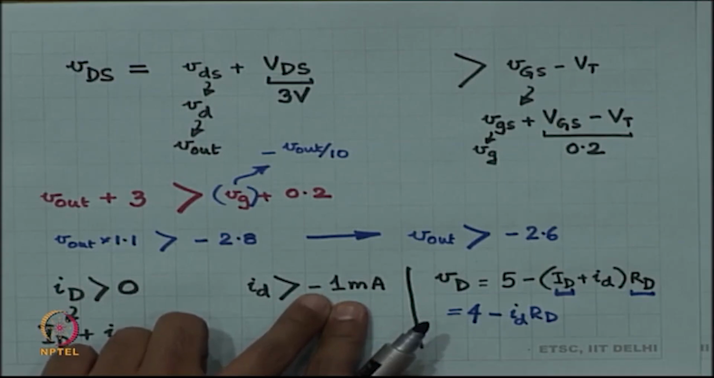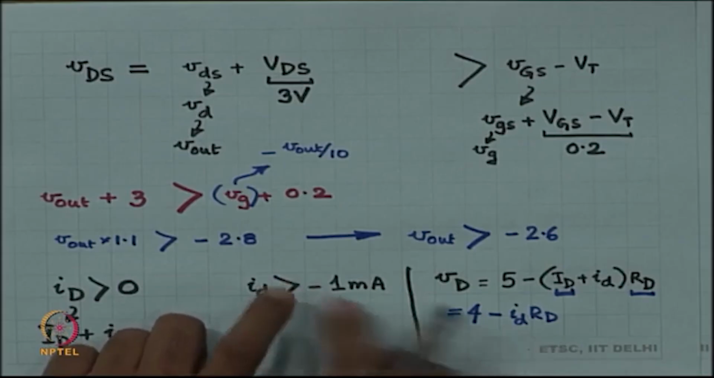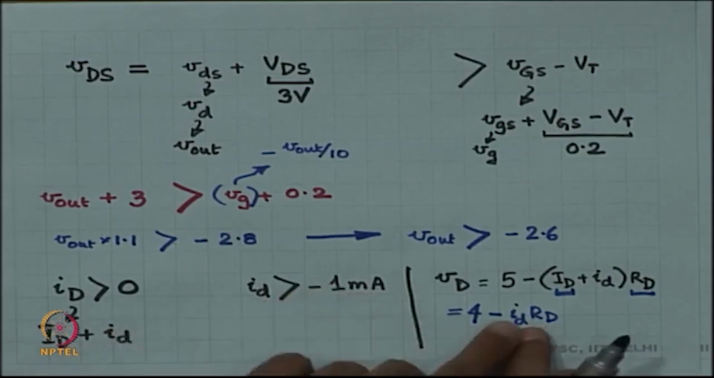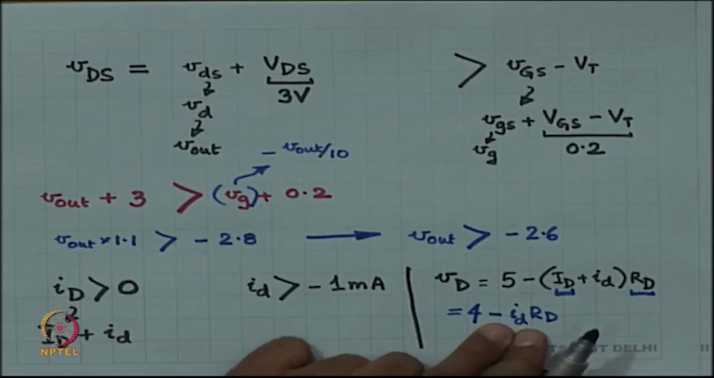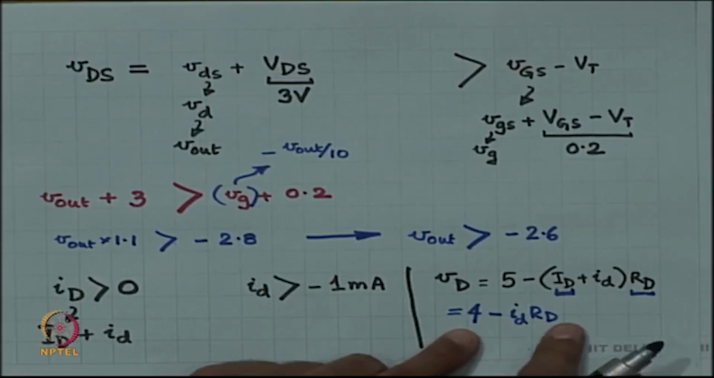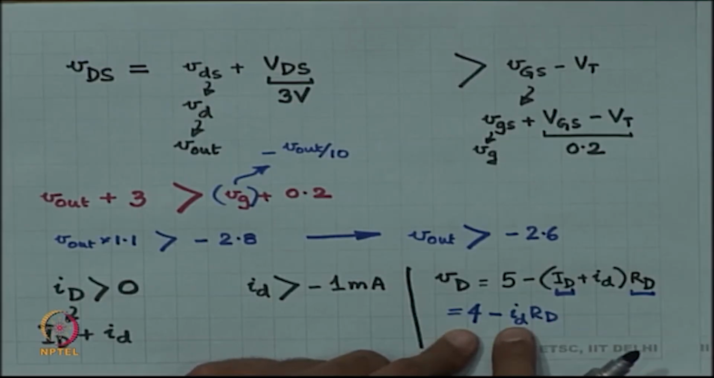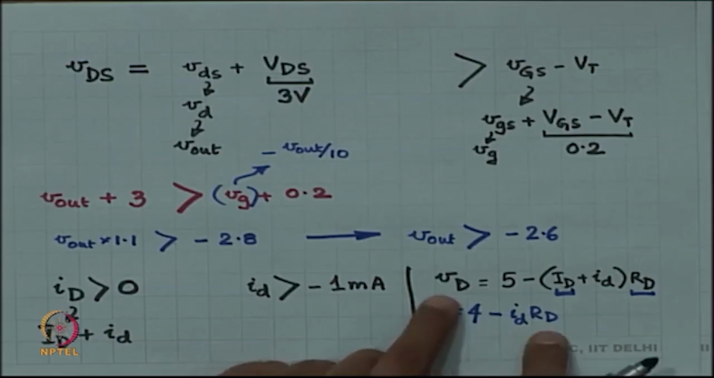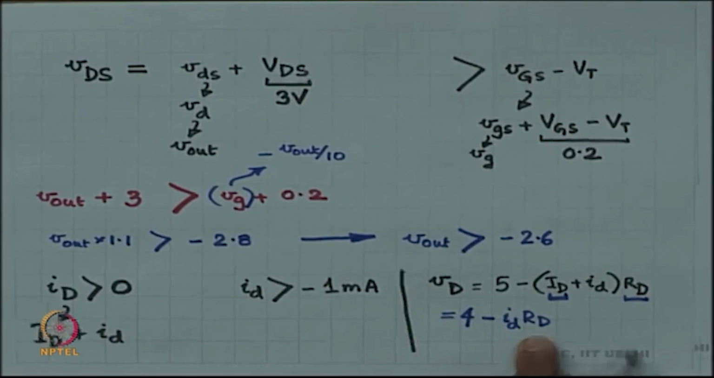So, what does that mean? The minimum value of small ID is minus 1 milliampere. So, the smallest value of small ID is minus 1 milliampere. That means, the largest value of VD is how much? 5 volts. RD is 1 kilo, minus minus 1 RD, another minus. So, this whole thing is a plus 4 plus 1. So, the largest value of VD is 5 volts.